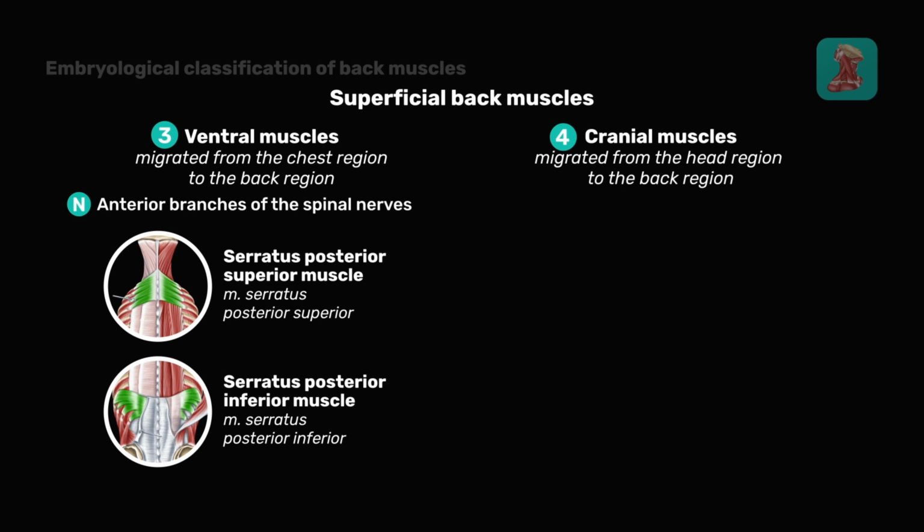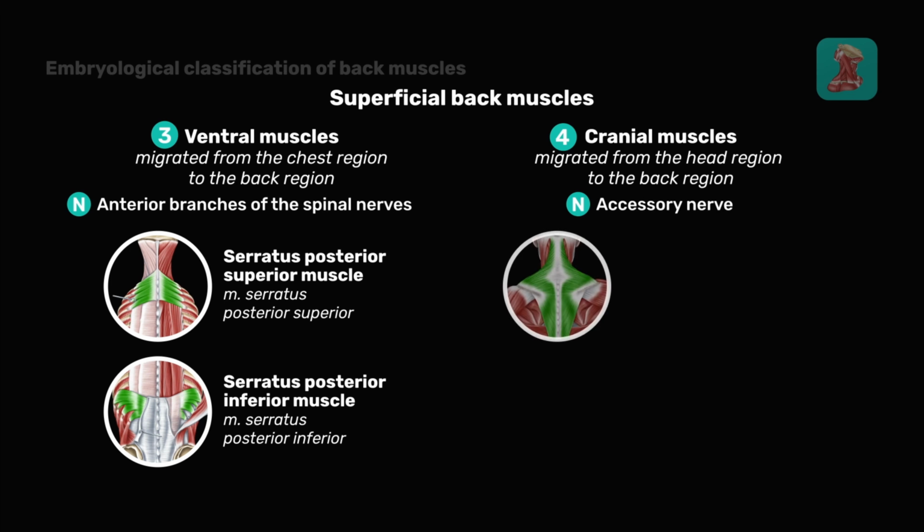Muscles of cranial origin have migrated from the head region to the back region. They are innervated by the accessory nerve. The trapezius muscle.